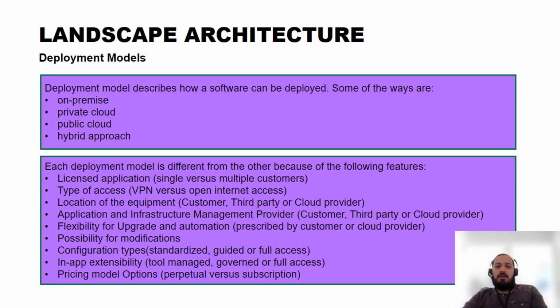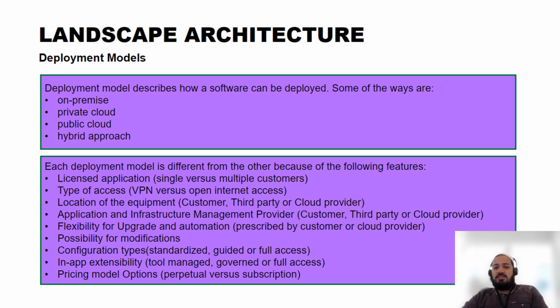Landscape. So next part comes to the deployment model. Deployment model describes how software can be deployed, and there are various ways of it. It is on-prem, the complete on-prem architecture. Then there is private cloud, a cloud space where the servers are privately owned by the companies, so that no one uses the same space. Public cloud, and then there is a hybrid approach. In the hybrid approach, it is on-prem as well as cloud, either private or public.